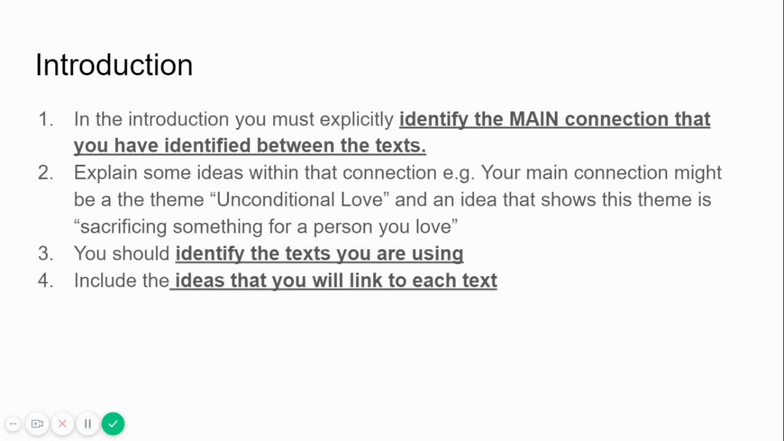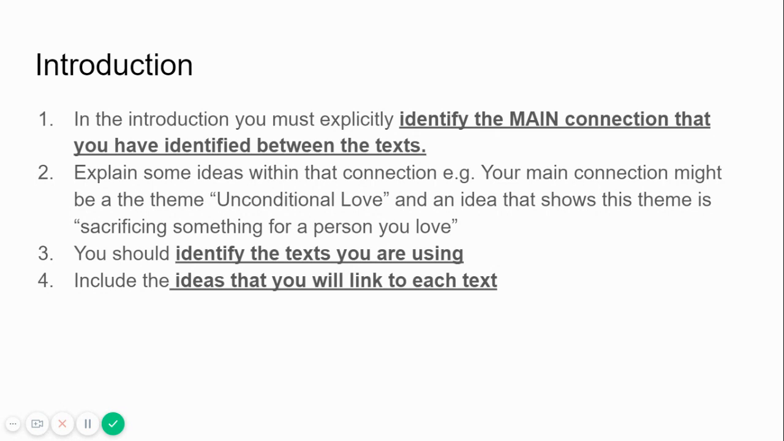For your introduction, when you're writing about the connections between texts, you need to be mindful that in your introduction you need to explicitly identify the main connection that you have identified between the texts. So you might have already noticed that there's a connection within one kind of thematic umbrella, but you have to explicitly identify it in your introduction so that your reader and your marker knows that this is the connection that you've identified.